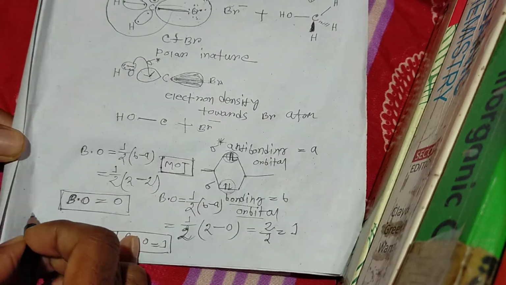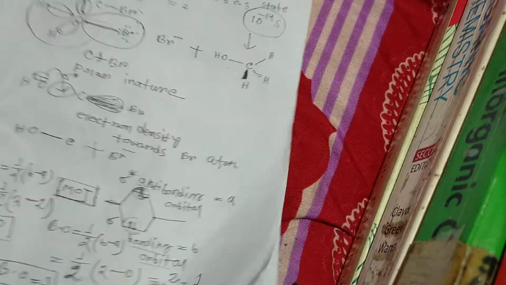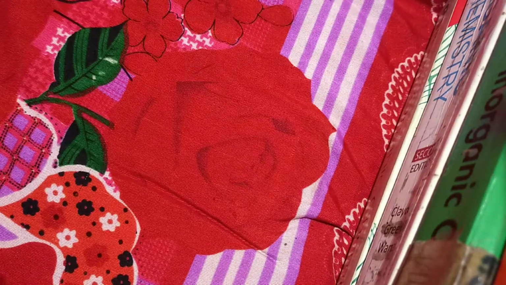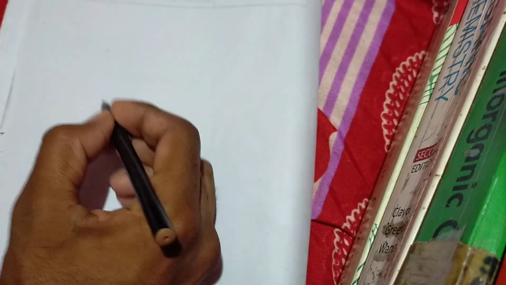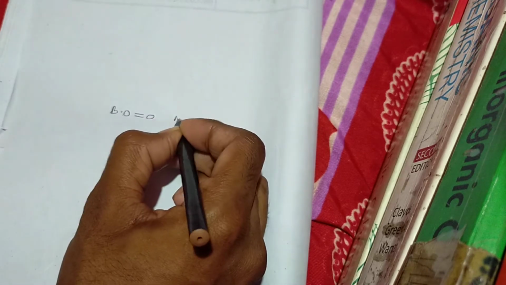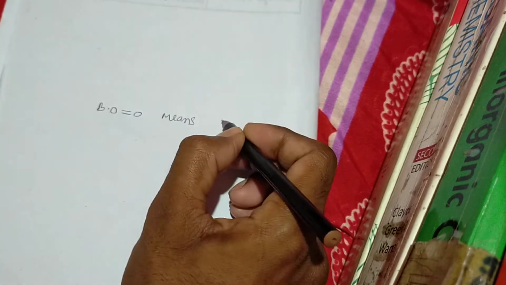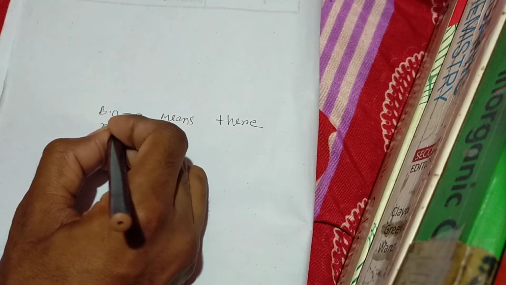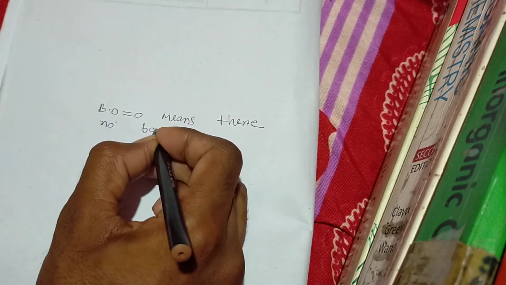Okay, bond order 0 means there is no bond.